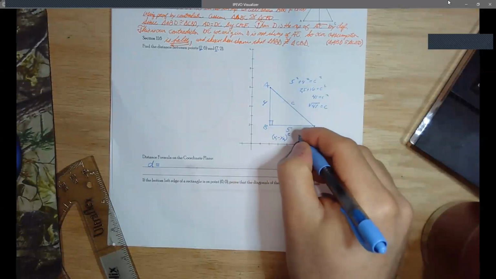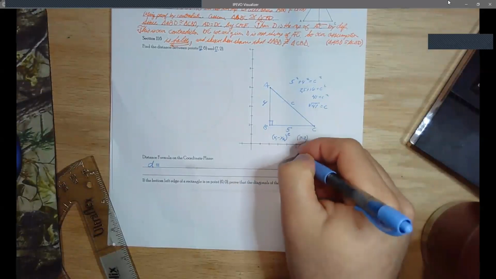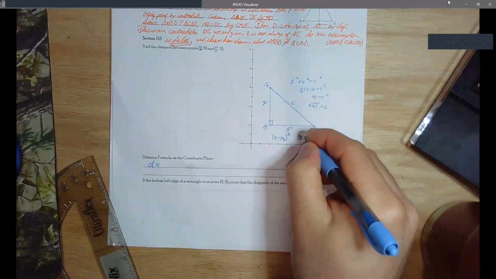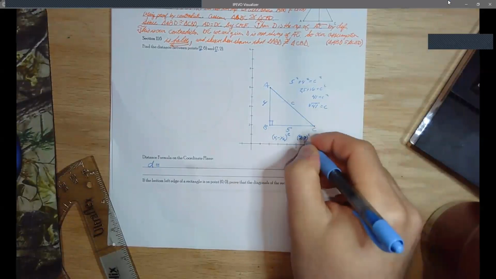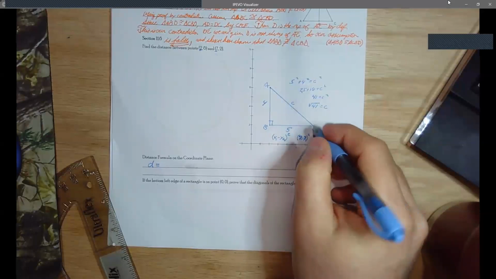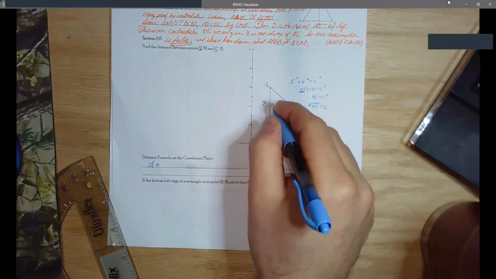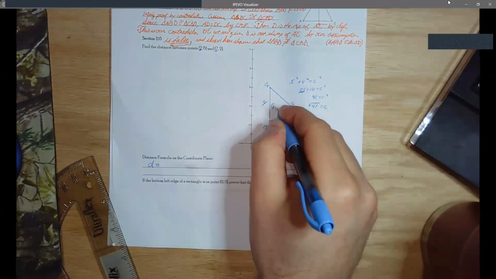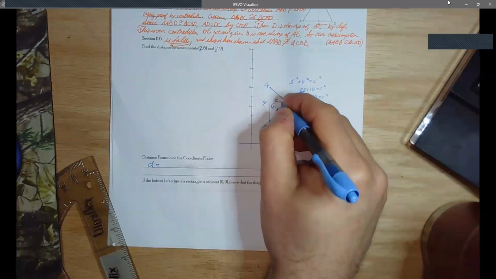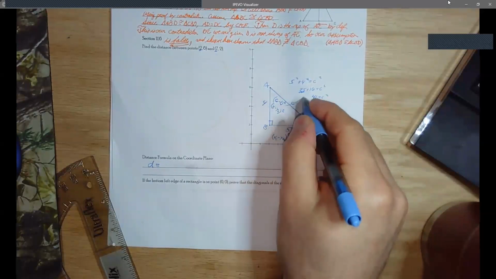So this would be 7 minus 2. Well, it doesn't matter which order you put them in because you're squaring them. So if you do 7 minus 2 or 2 minus 7, it doesn't matter. Negative 5 squared is 25, 5 squared is 25. So that gets this number here. And then over here, same thing. We're doing y1 minus y2 squared. So that's, in our case, 6 minus 2 squared. And that gives us 16. That's right here.